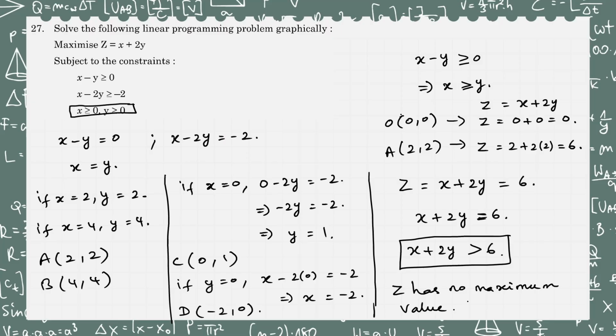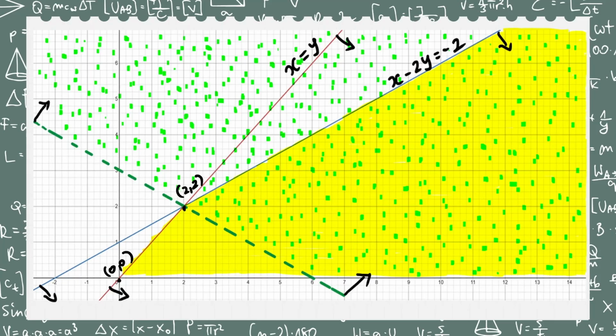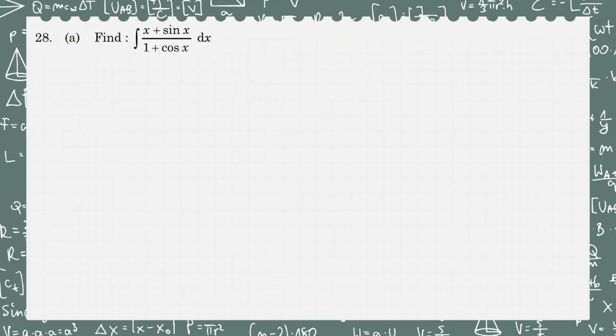Or you can say Z cannot be maximized, because each and every point will give you a bigger value than the previous one. For example, if we take 9, 3 as our point of reference, Z will have one value. If you take some other point here, it will give you an even bigger value for Z. So it will keep on increasing up to infinity. So Z has no maximum value according to the graph. That's the conclusion. Let's go to the next sum.